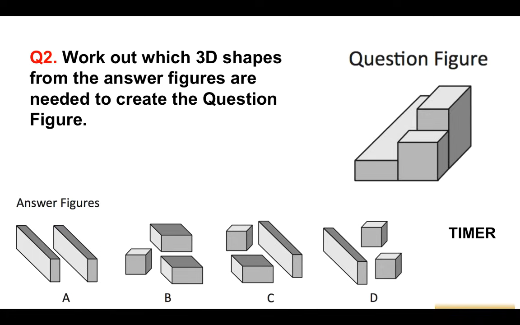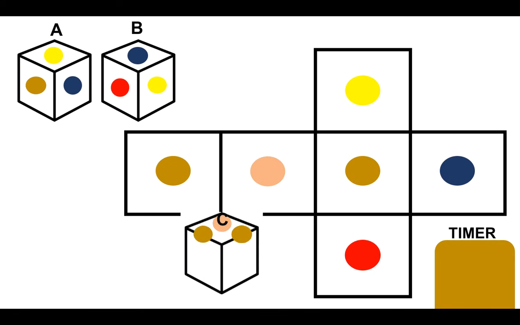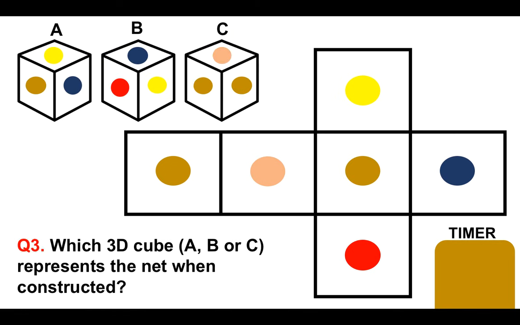Okay, moving on to question number 3. Back to the same one. Now, even though these colours look very basic and simple, it does sort of get to your head after doing these for a while. They're a lot tougher than they first appear. So, here we have again a very similar one. Question 3. Which 3D cube, A, B or C, represents the net when constructed? Please do put your answer in the comment section below for marking.